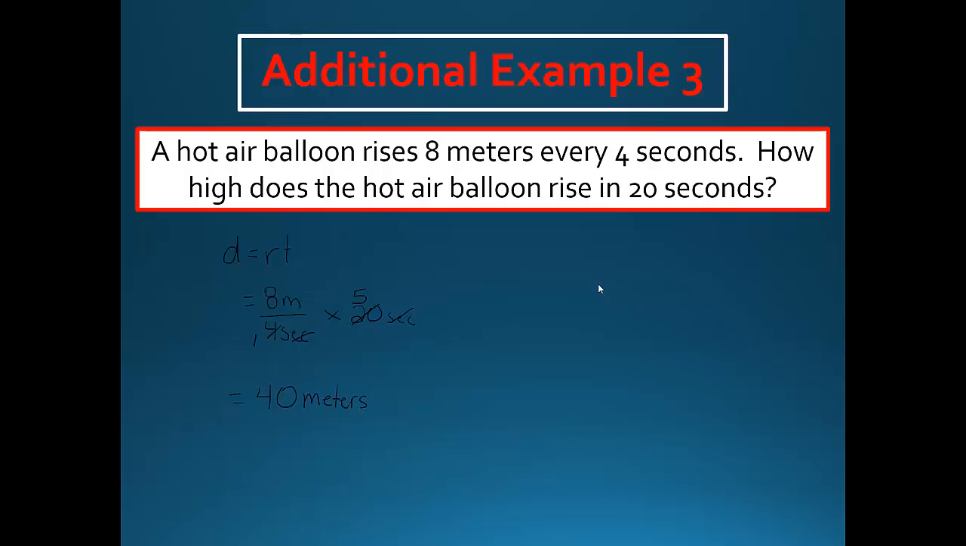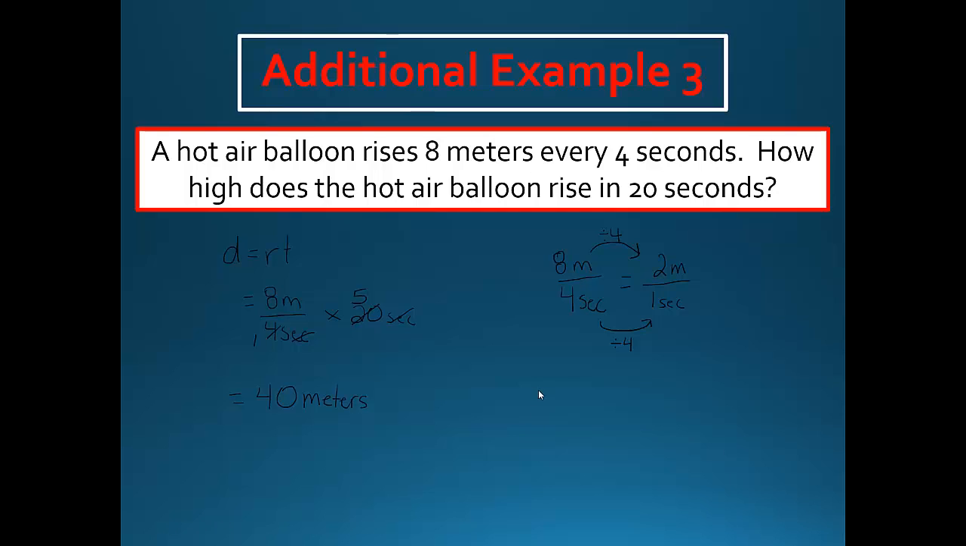The second method was to use a unit rate. So we have 8 meters in 4 seconds, and that would then be equal to something per second. To go from 4 seconds to 1 second, we're going to be dividing by 4. So then 8 divided by 4 would be 2. So we would be going 2 meters per second.